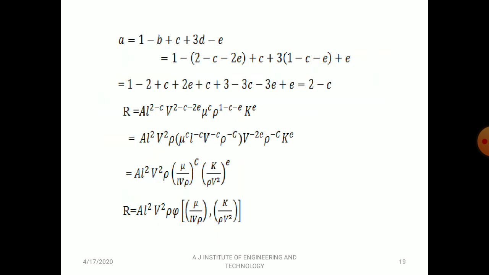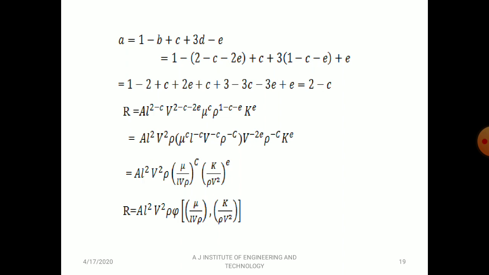Now I'll substitute those values of A, B and D in equation 1. I get the expression for R as R equal to a into L to the power 2 minus C, as the value of A is 2 minus C, into rho into v into v to the power 2 minus C minus 2E into mu to the power C into rho to the power 1 minus C minus E into k to the power E. Now I can split the terms, taking L square from L to the power 2 minus C, taking v square from v to the power 2 minus C minus 2E, and taking rho from rho to the power 1 minus C minus E.